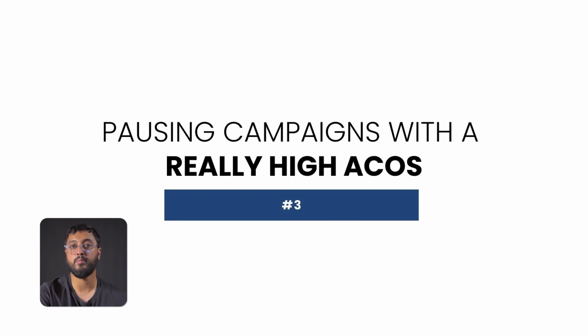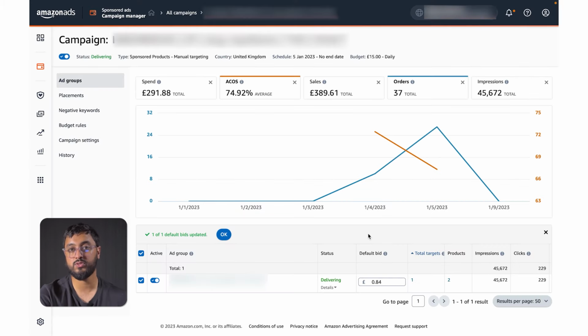Strategy number 3, pausing campaigns with a really high ACOS. So the last 2 strategies, we have identified campaigns that are not performing at all, and we have identified campaigns that are getting orders, but they're costing too much. The third strategy is identifying campaigns that have gotten some orders, but the ACOS is through the roof and unbearable. These are the campaigns that you just think, you know what, I'd rather spend my money elsewhere, at least on something that is going to get me better results.